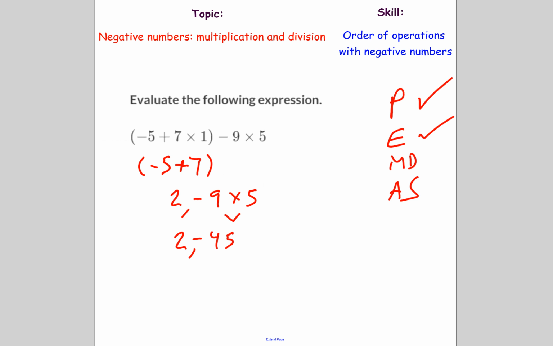So what is 2 minus 45? Well, positive 2 and negative 45. I have more negatives than positives. How many more do I have? 43. The answer is 43.